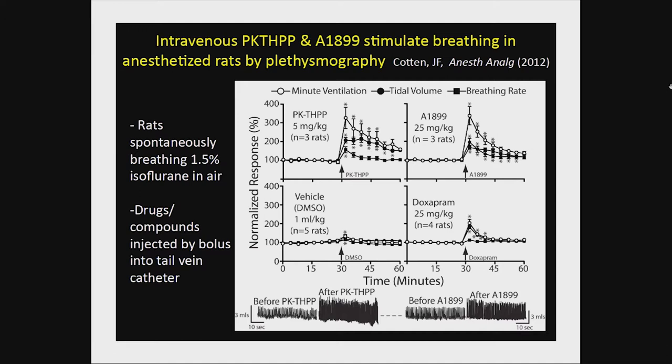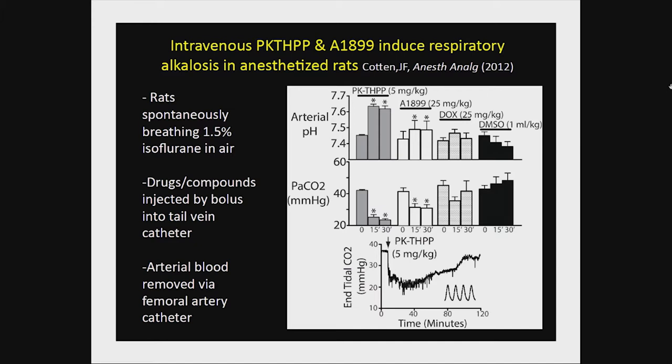We also did arterial blood gas analysis on some of these animals. And so these are rats that were also instrumented with a femoral artery catheter. And you can see that PK-THPP induces a nice alkalosis at 15 and 30 minutes after giving the drug. And that's due largely to a marked decrease in the PaCO2. So these rats have a raging respiratory alkalosis. A1899, less striking, and doxepram even less so. And then here's the vehicle control.